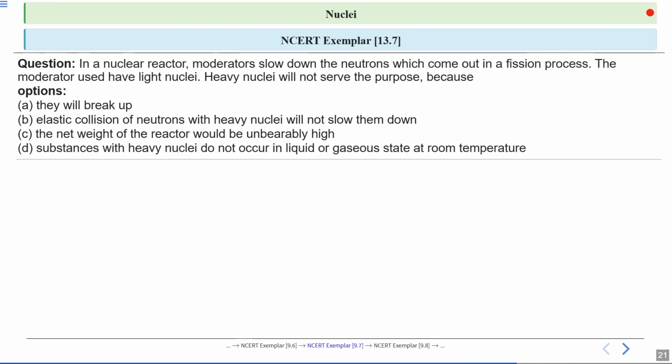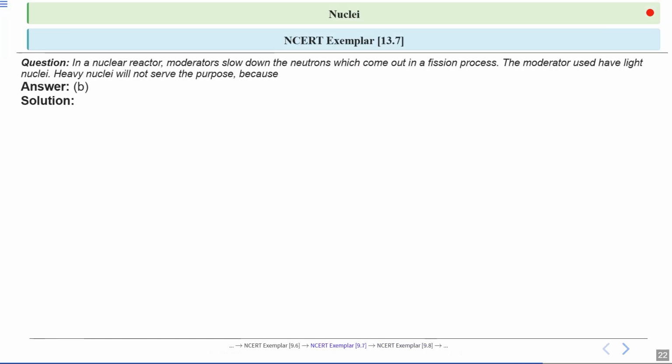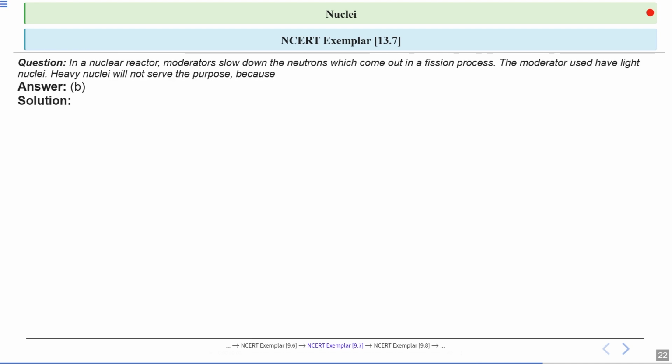Next, example 13.7. In a nuclear reactor, moderators slow down the neutrons which come out in a fission process. The question is why the moderator used has light nuclei and heavy nuclei will not serve the purpose. Four options are given and you have to choose the correct one. So option B is the correct option.